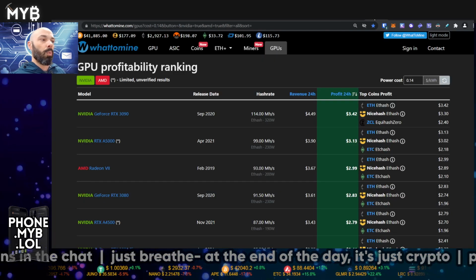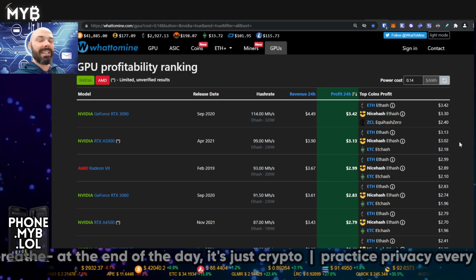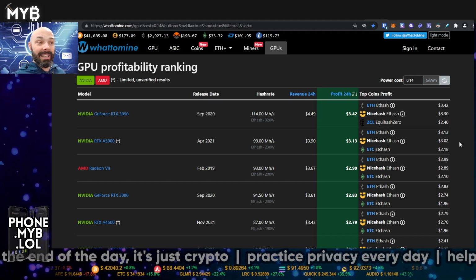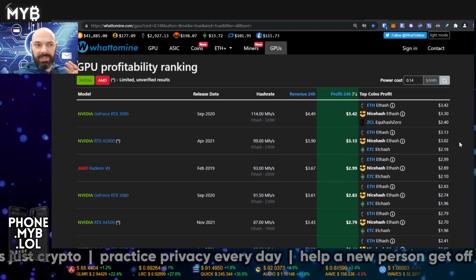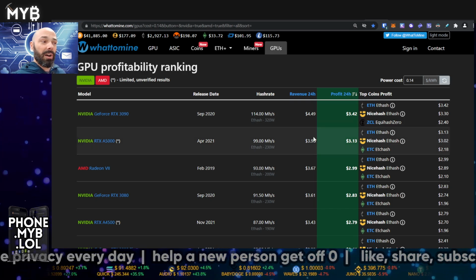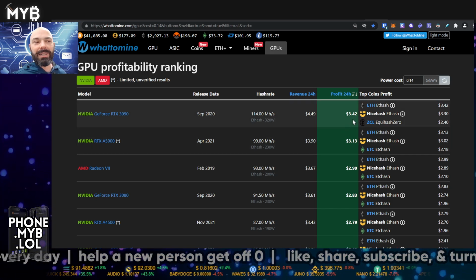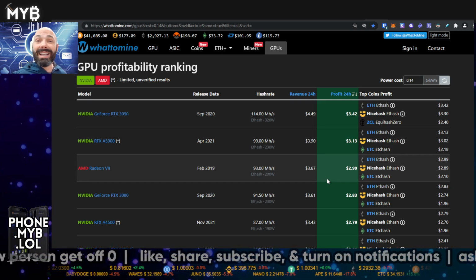All right, guys. What to Mine is showing us that mining profitability is back up. That's right. Ethereum mining is back, but not by that much, right? So standardizing to 14 cent per kilowatt hour power, we've got that RTX 3090 now at $3.42 daily profit. So it's back. It's good, but it's not sustainable.